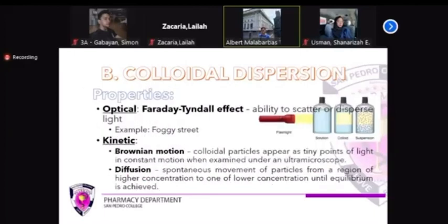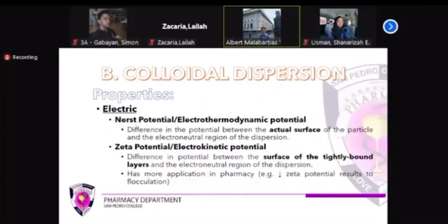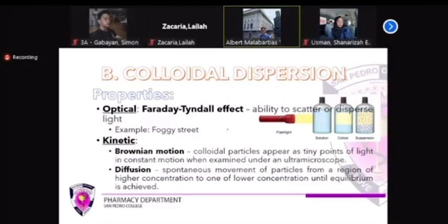Next, properties of your colloidal dispersion. Now, there are three properties of colloidal dispersion: optical, kinetic, and electric. For optical property, we have the Faraday-Tyndall effect. When we say Faraday-Tyndall effect, it's the ability of your emulsion or your colloid rather to scatter or disperse light. So for example, in a foggy street, ang tendency for a colloid kay i-distribute niya towards the different molecules ang light. Unlike sa solution na mo pass through lang siya. Okay, that's the Faraday-Tyndall effect.